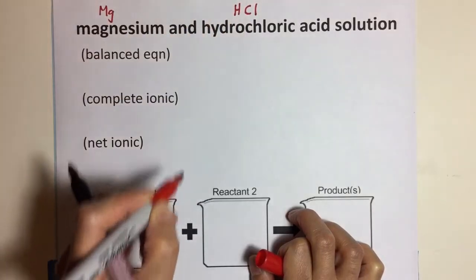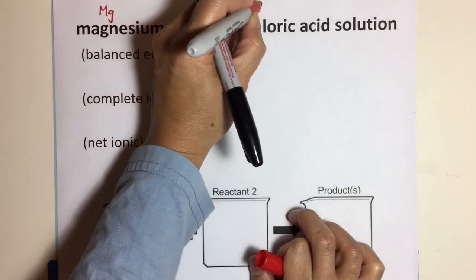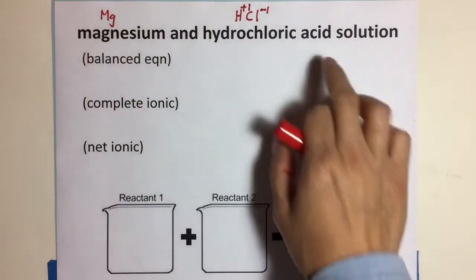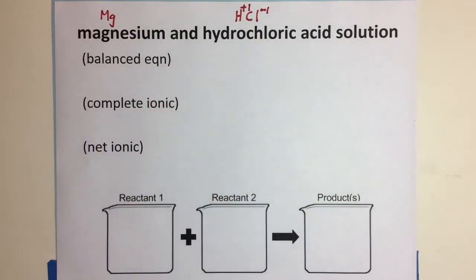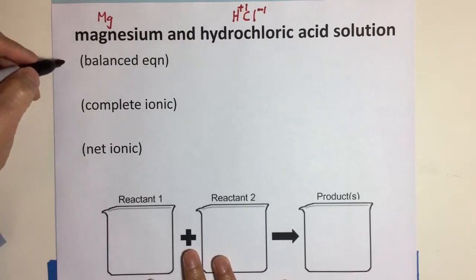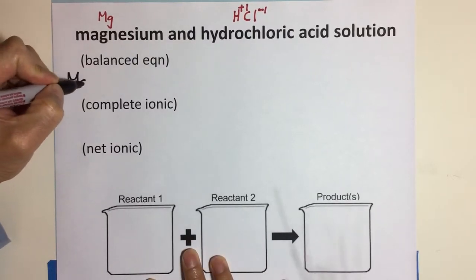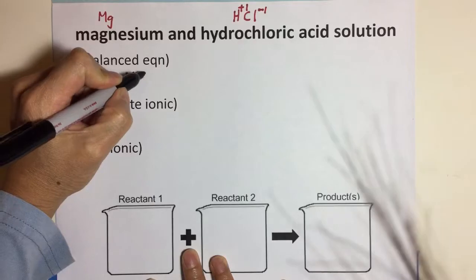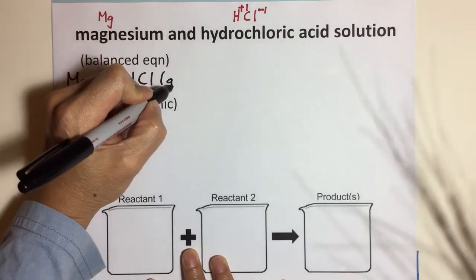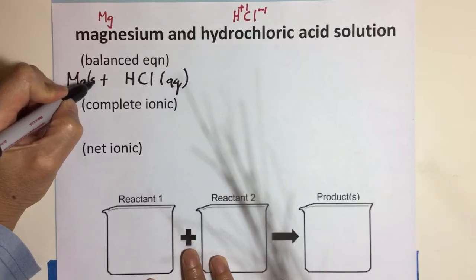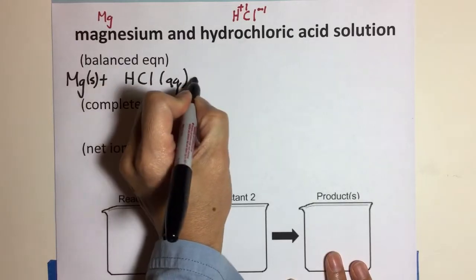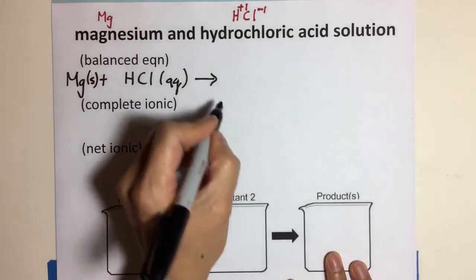Hydrochloric acid is made of two ions, H+ and Cl-, with charges of +1 and -1. The word solution suggests that this hydrochloric acid is going to be soluble and dissolve as ions in solution. So let's start off our reaction. We start off with magnesium. Magnesium reacts with hydrochloric acid, and it's in solution, so it's aqueous. Magnesium is a solid because it's a metal. Pure metals are solids at room temperature, and we're assuming all these reactions occur at room temperature.